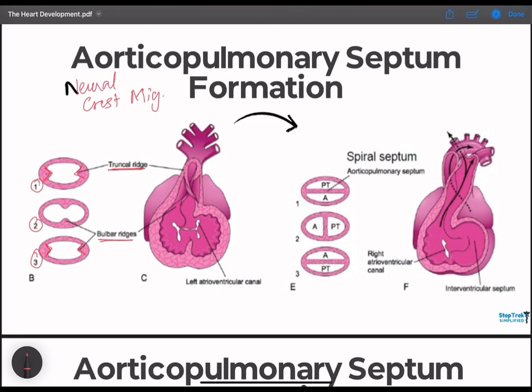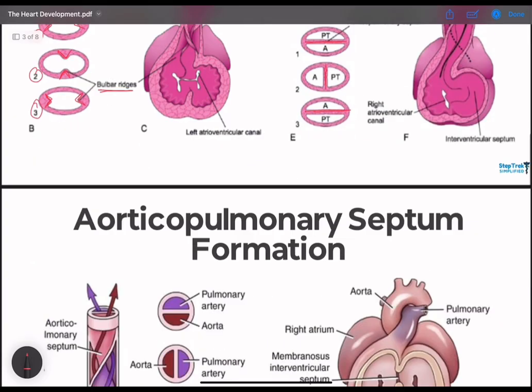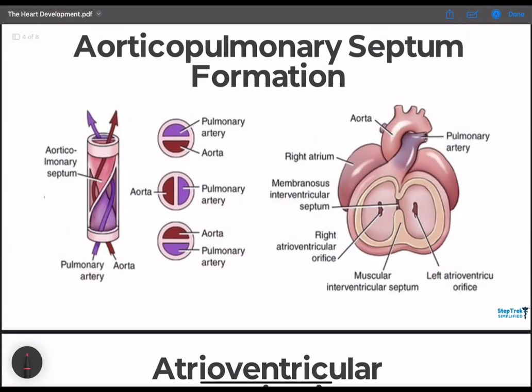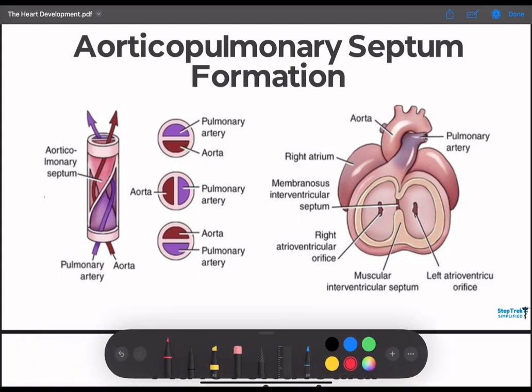At level 1 and level 3 we have lateral cushions, while at level 2 we have ventrodorsal cushions. These cushions start to grow toward each other, eventually forming the septum. This septum results in formation of the pulmonary artery and aorta, but the aorta and pulmonic artery which are formed have a spiral course.